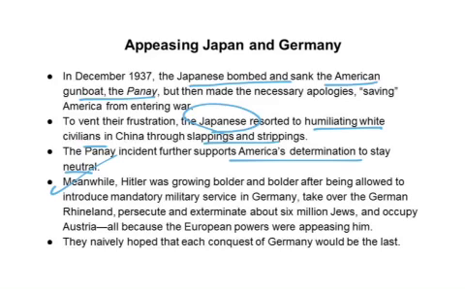Meanwhile, Hitler was growing bolder and bolder after being allowed to introduce mandatory military service in Germany, take over the German Rhineland, persecute and exterminate about 6 million Jews, and occupy Austria, all because the European powers were appeasing him. They naively hoped that each conquest of Germany would be the last, and that was the result of the policy of appeasement.